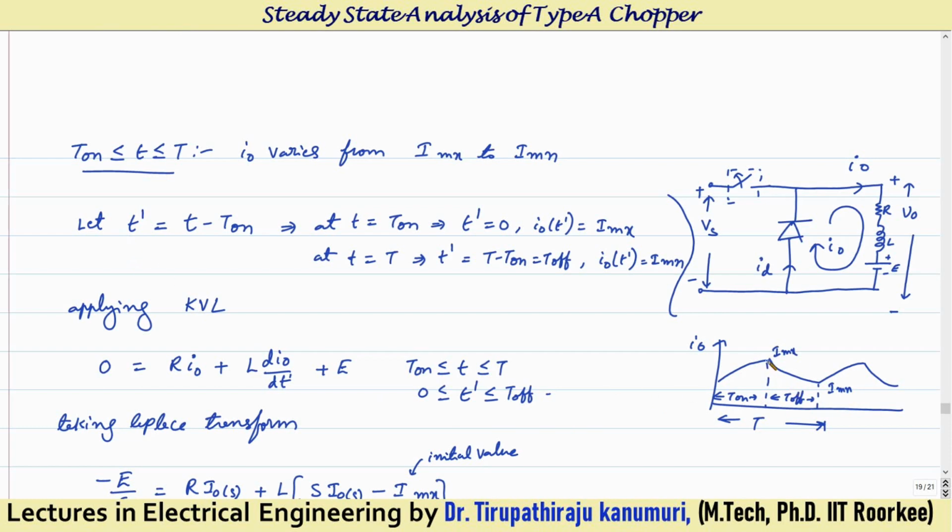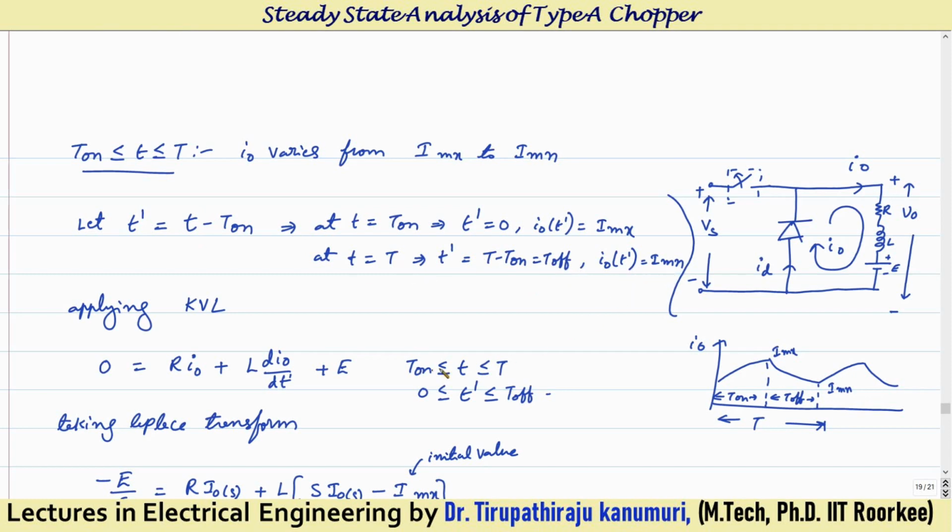Because we are taking this instant as the initial value, again this instant I am taking from value 0 to t off, for calculations. In order to avoid confusion, I am taking it as t dash. So t dash is equal to 0 here and t dash is equal to t off here. Otherwise, we can say t dash is nothing but t minus t on. At t is equal to t on, t dash is equal to 0, and I naught of t dash is I maximum. And at t is equal to T, when you substitute, it becomes t minus t on, or it is nothing but t off. In that case, I naught is equal to the minimum value.